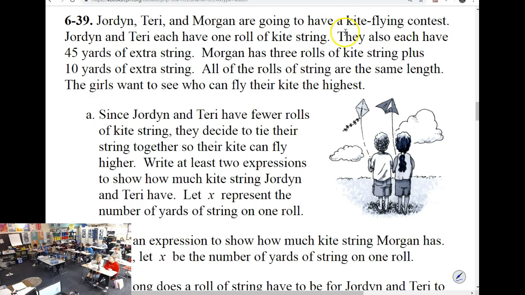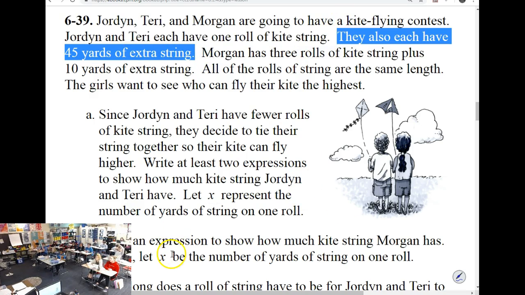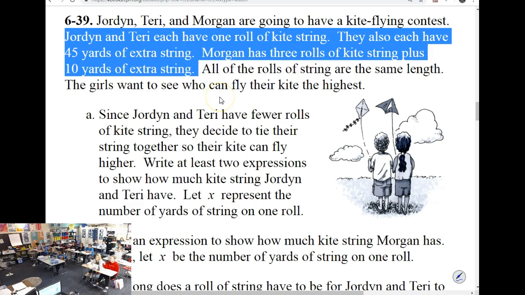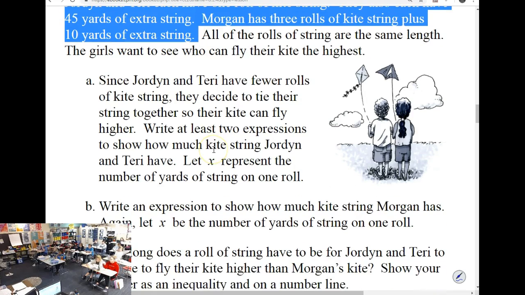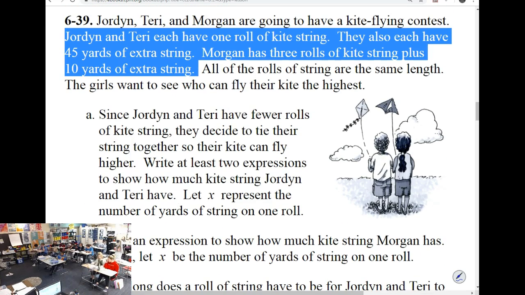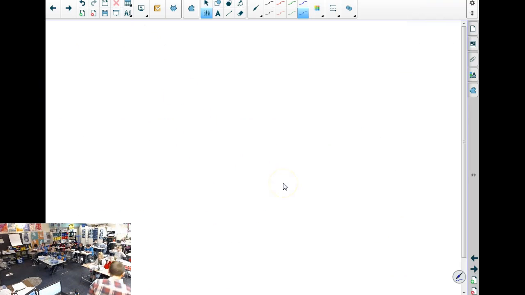So remember, Jordyn and Teri also have this extra string. So they have like 3 rolls, correct? And then all the extra. How much is a roll? X. You're figuring out, because eventually we ask this question. I don't know what that question is. It's not my job, it's your job. Plus 45 and plus 10. Wait, so you mean 45 plus 10? No, plus 45 and 10. I see a lot of people not trying right now. We're trying.